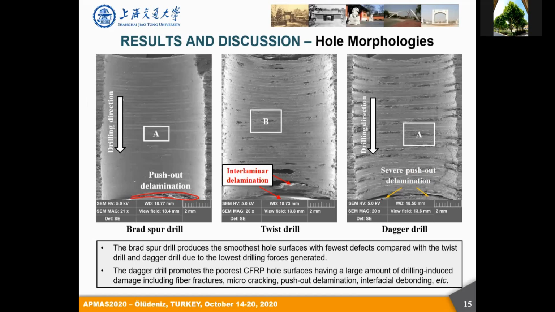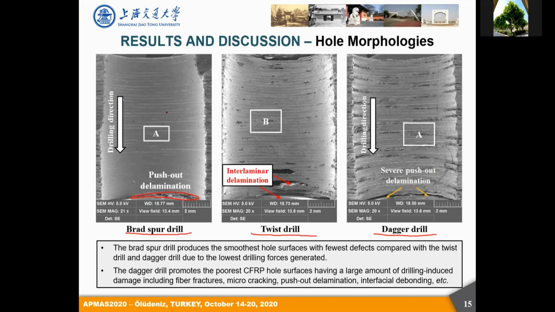Additionally, we also carry out some SEM observations inside of the cutter hole wall morphologies. And here in this slide presents the three types of the morphologies for the machined holes when using the different types of cutting tools. So it is very clear that if we use the brad and spur drills, it basically promotes much finer, much better, and much smoother composite holes with minimal damage formation.